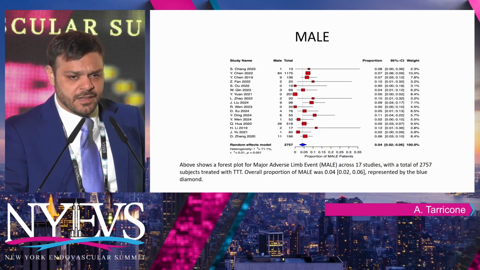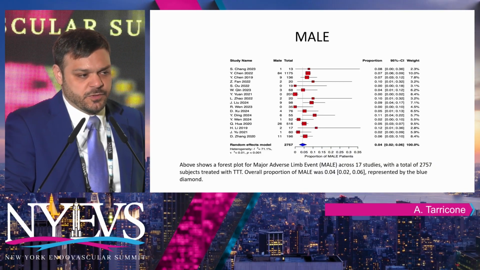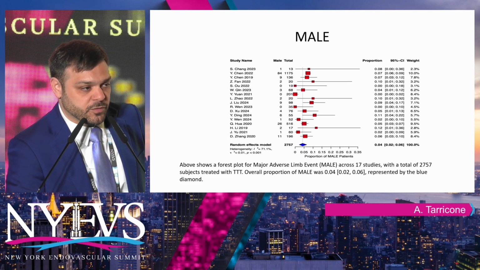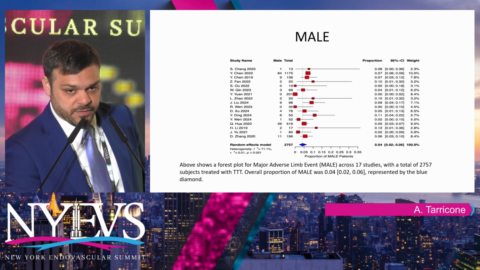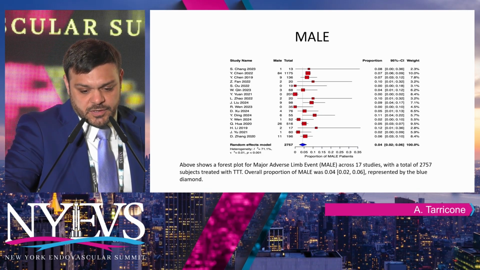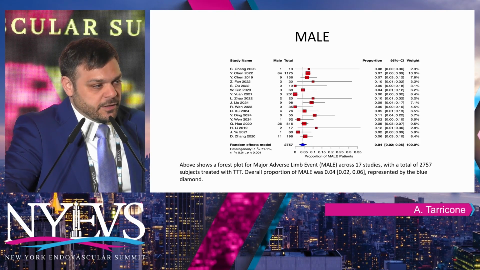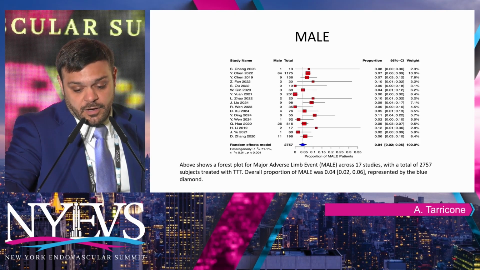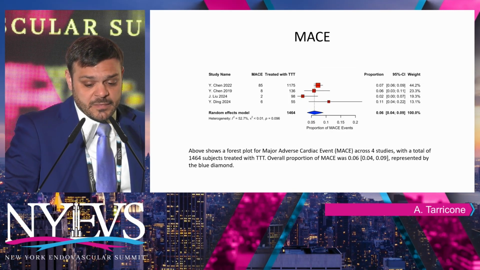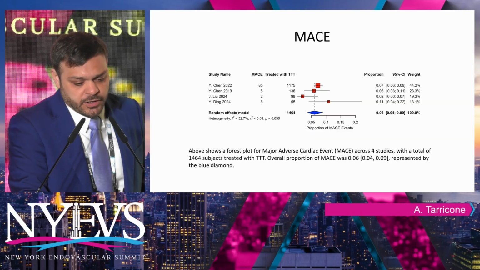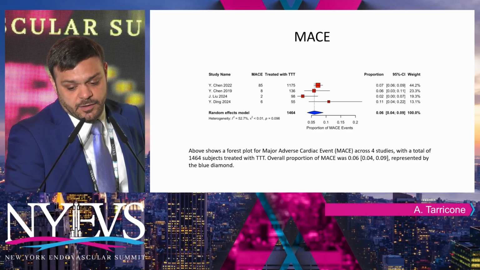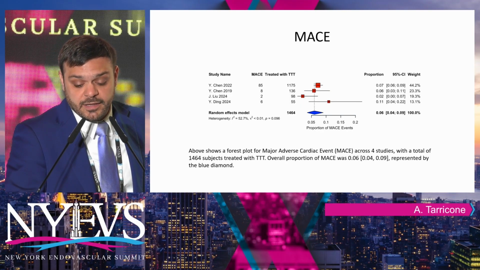And this is kind of the biggest takeaway for me: the major adverse limb events with the TTT. So 17 studies reported major adverse limb events, looking at over 2,700 patients that received this therapy. And the pooled analysis is showing less than 5% of the patients are experiencing major adverse limb events. So this is a really surprising number as far as the potential for this particular procedure. Same thing with major adverse cardiac events. Now, this wasn't reported in as many studies, however, it was still almost 1,500 patients, and the pooled analysis showed 6%.